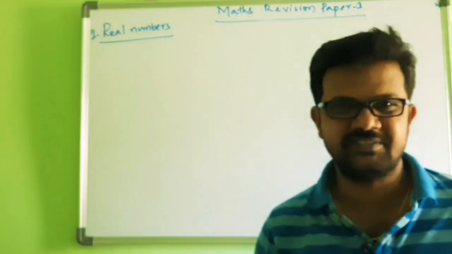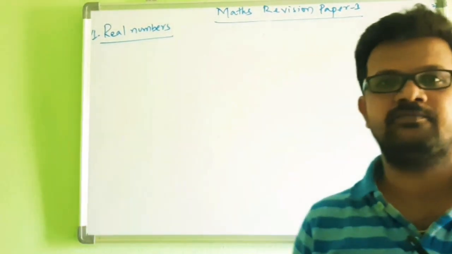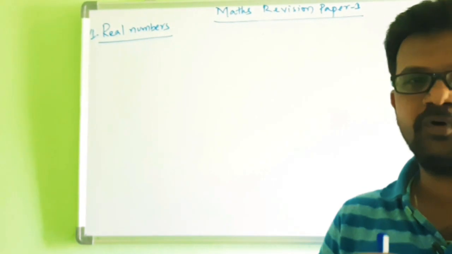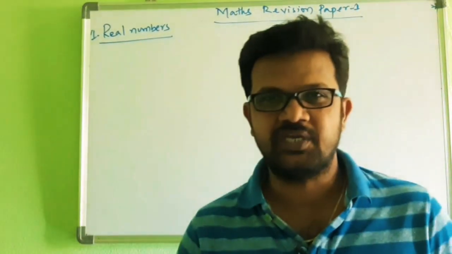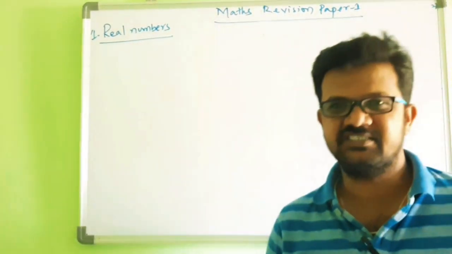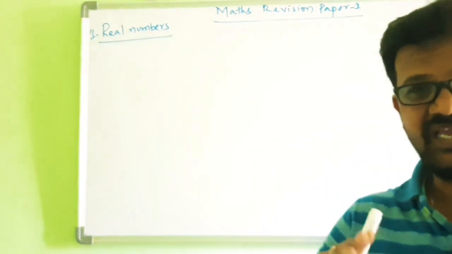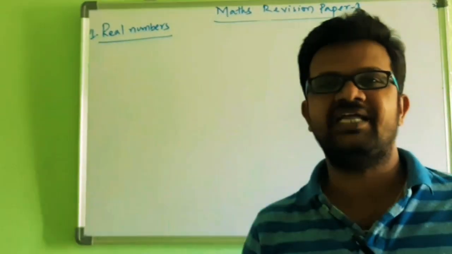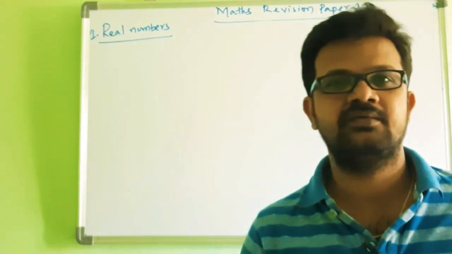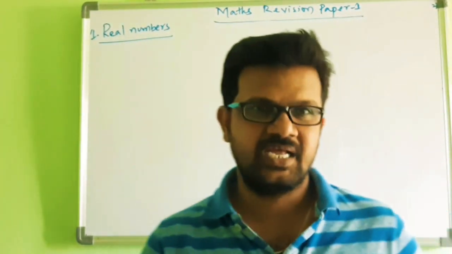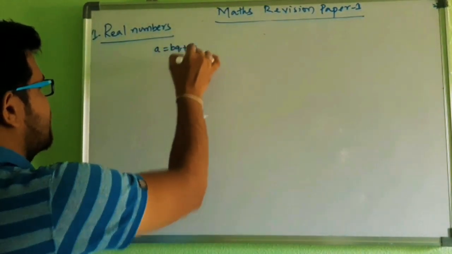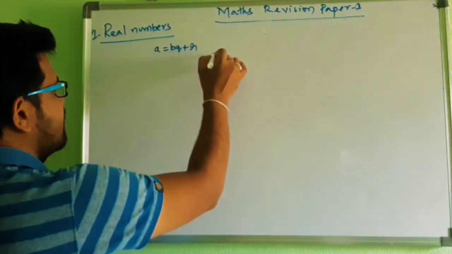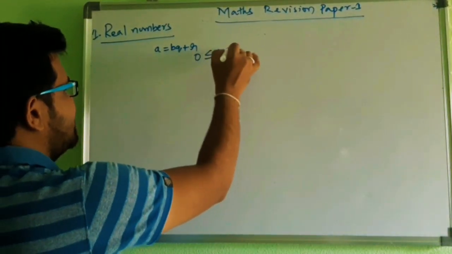First chapter, real numbers. In this chapter there are very important concepts. First one is Euclid division lemma. What is Euclid division lemma? You know very well. For any two positive integers a and b, there exist unique integers q and r such that a is equal to bq plus r, where r is greater than or equal to 0 and less than b, right?